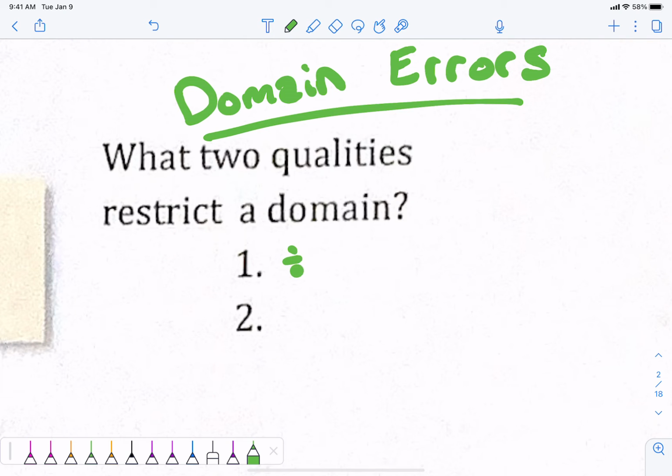We're not allowed to divide by 0, right? So, if it's 1 over x, for example, we would say x cannot be 0. We don't want to ever divide by 0. So, division by 0 is one of the domain errors.